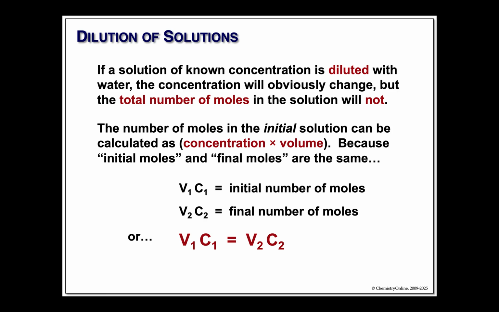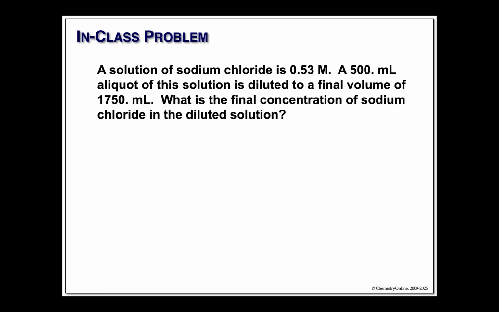So, we have sodium chloride at 0.53 molar. We have 500 mLs of this. We're going to dilute it to a final volume of 1750 mLs. What is our final concentration?